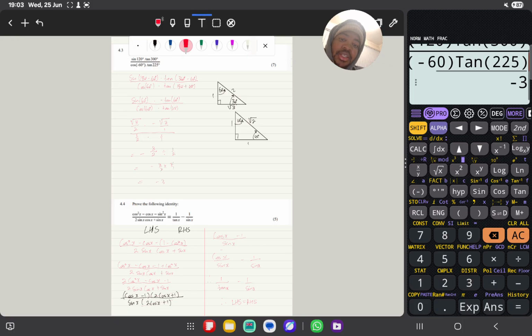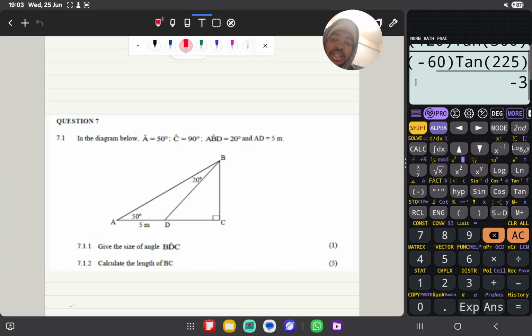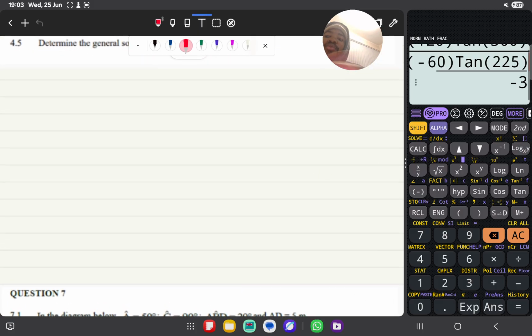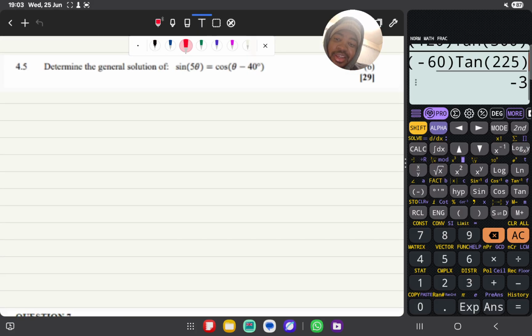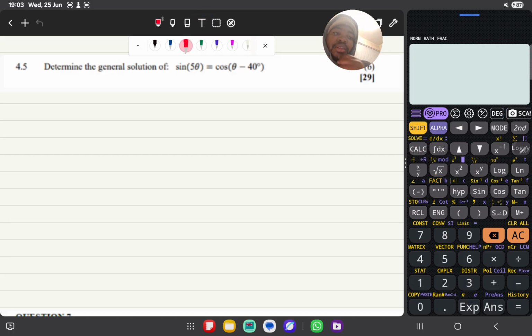Cool. So let's jump on to the next question. This question is the last question for the questions that I selected. There's another one for those area, sine and cosine rule. We'll get to them. Let's focus here. Here we determine the general solution. I want to say there was a time when I was doing general solution, I was like, these are the type of question that I wanted to do.